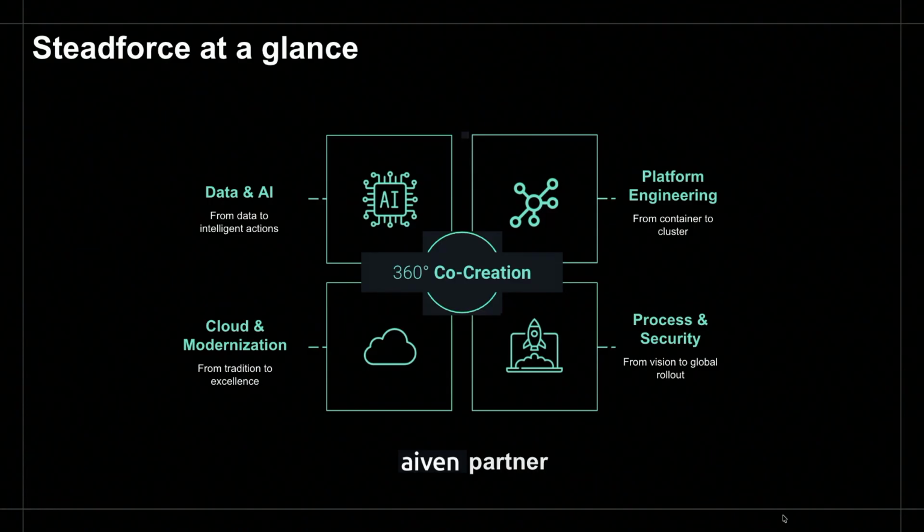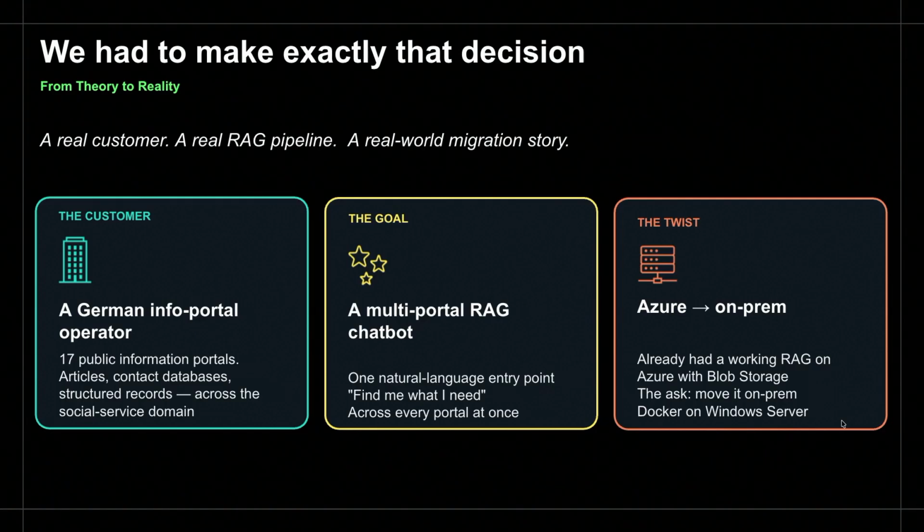And the story I'm going to tell you lies within the data and AI area. So we have a real customer, a real RAG pipeline, and a real-world migration story. The customer is a German information portal operator, and this operator has 17 information portals, and they have data like articles, contact databases, and some other structured records. And their users come with messy natural language questions around different areas and domains.